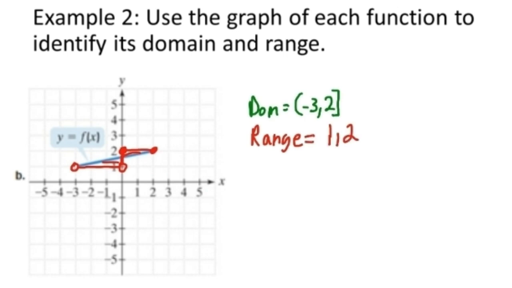1 is not a y value for any point in the graph because the only point that has a y value of 1 is an open circle. So we're going to put a parenthesis around 1. 2, we're going to put a square brace because we do have that closed dot that has a y value of 2. So our domain is the interval -3 to 2, including 2, excluding -3. Our range is 1 to 2, excluding 1, including 2.